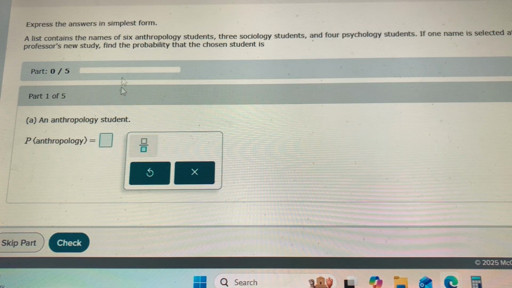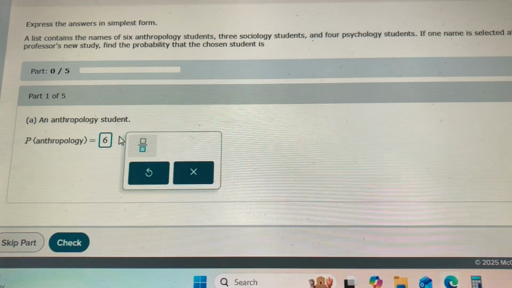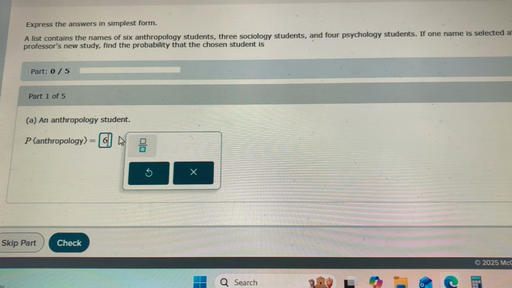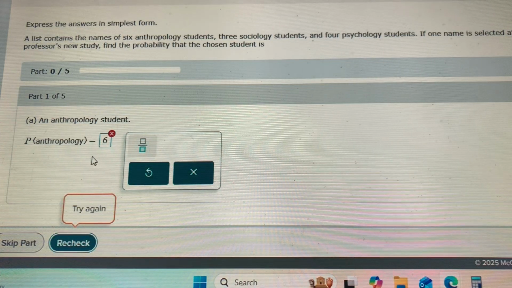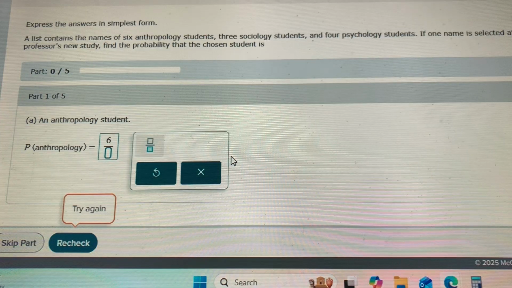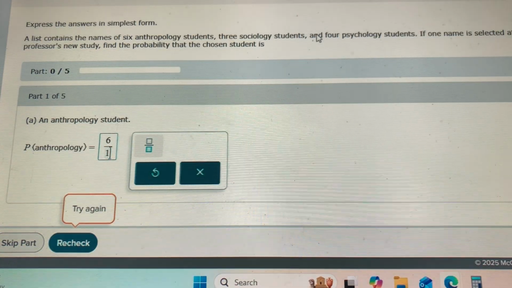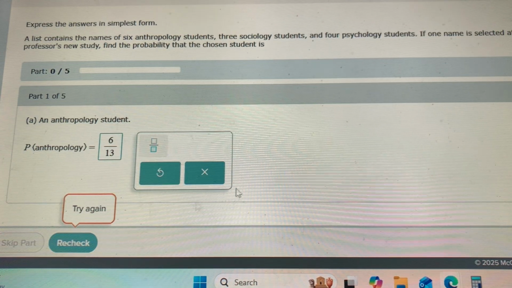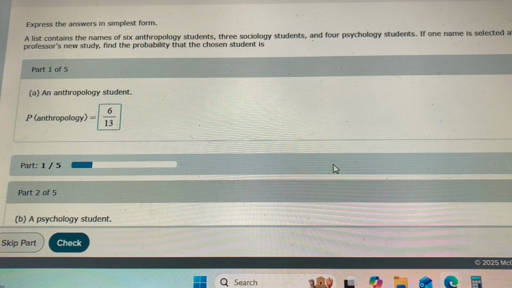Well, there's 6 of them, so 6. See, people do this on the test all the time. They're like, oh, there's 6 anthropology students, so the answer is 6. Well, it literally can't be 6 because that's bigger than 1. It's not possible for it to be 6 as a final answer to probability. What you're forgetting is the total number of people. There's 6 of this, there's 3 of that, and there's 4 of that. 6 plus 3 plus 4 is 13. So always think of probability as good over total.